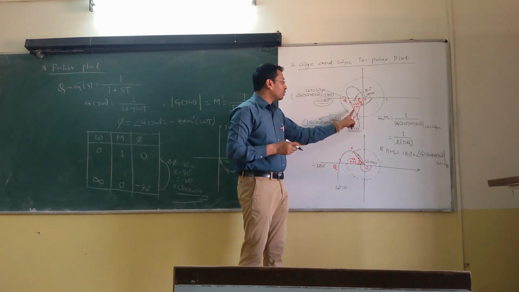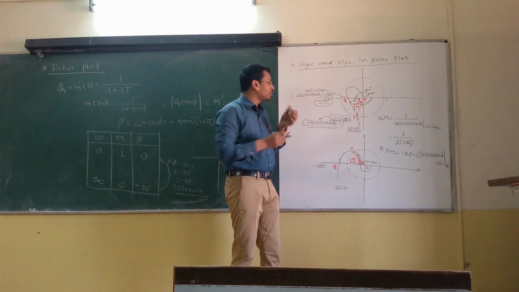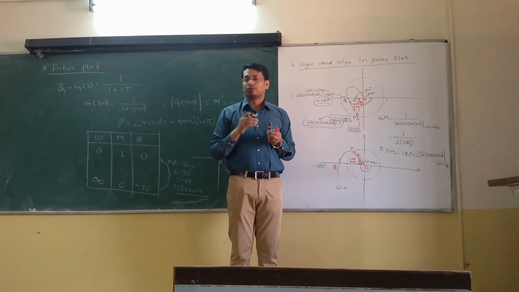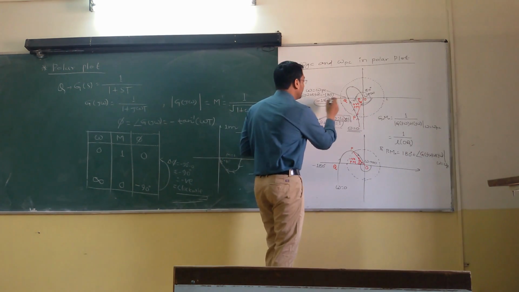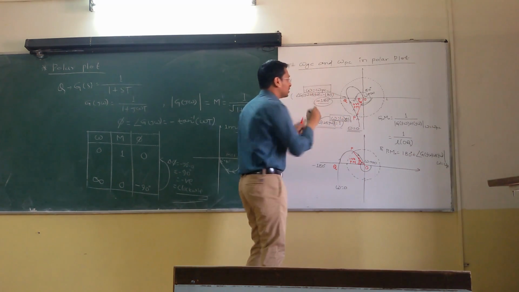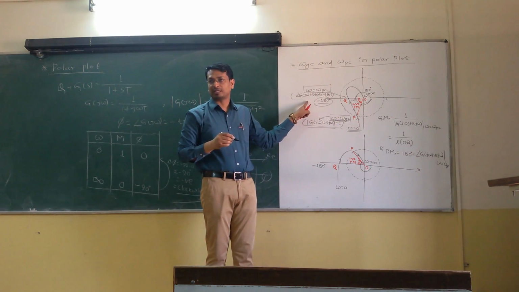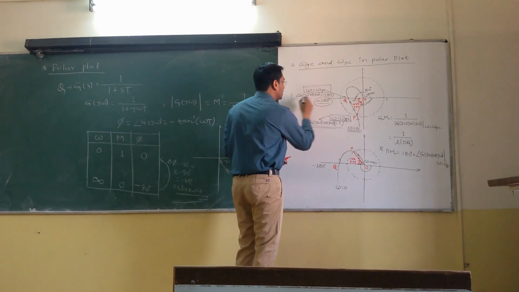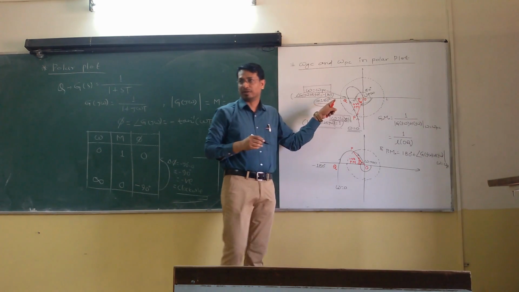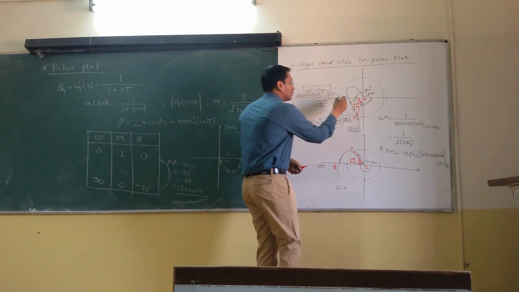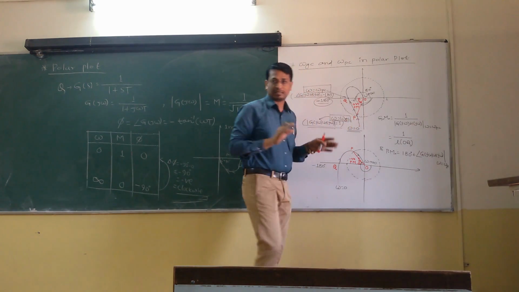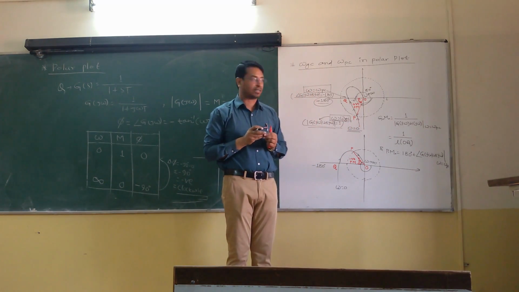So whenever your polar plot crosses the minus 180 degree line, or the negative portion of the real axis, the corresponding frequency will be nothing but omega equal to omega Pc, that is, the phase crossover frequency. At this frequency, the angle of G(jω)H(jω) is nothing but minus 180 degrees. Correct? So this is omega equal to omega Gc, and omega equal to omega Pc. These two pieces of information we have extracted.